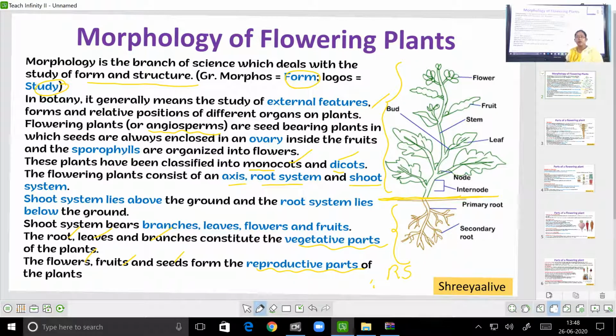There will be two different parts in a plant: vegetative or reproductive. Only the fruits, flowers and seeds constitute the reproductive part, whereas the leaves, branches and the roots constitute the vegetative part.